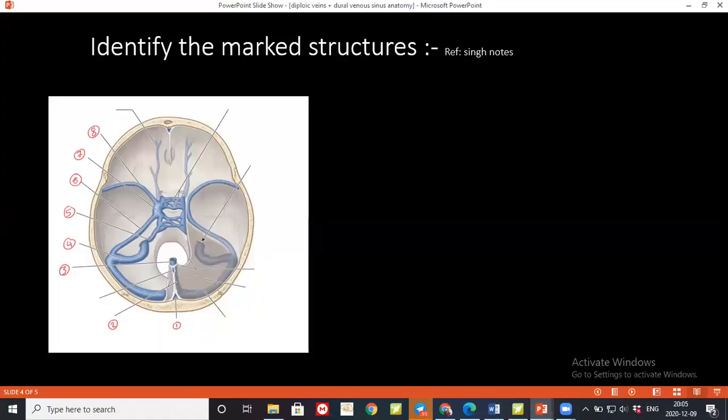Okay. Can you tell me what you understand by the term cavernous sinus thrombosis? Okay. The cavernous sinus is connected with the facial vein through the superior ophthalmic vein. And the facial vein drains the danger area of the face. That means the medial angle of the eye, nose, and the lips.